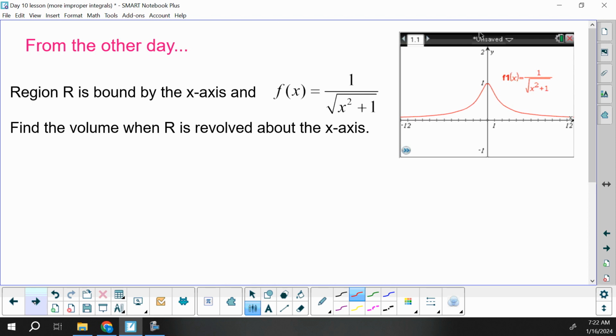All right, so we're going to go to day 10 in the notes packet. It says from the other day, and I'm going to assume that we did not do this problem the other day, so we're going to go ahead and work through it. So we're going to spin the region under our curve about the x-axis. Well, what we want to recognize is that it is symmetrical about the y-axis. So what we're really going to do is spin this region around the x-axis, and then we will double it.